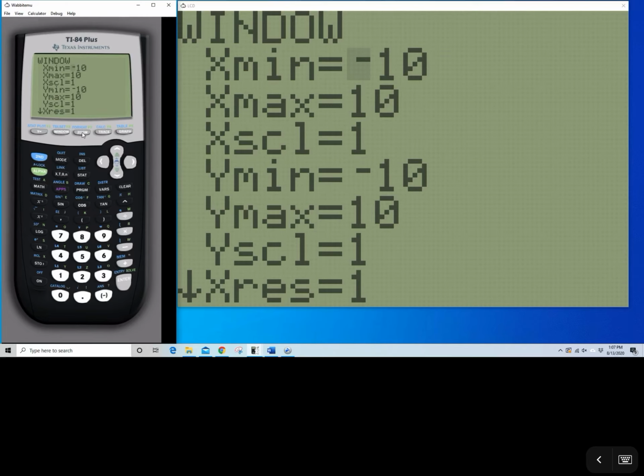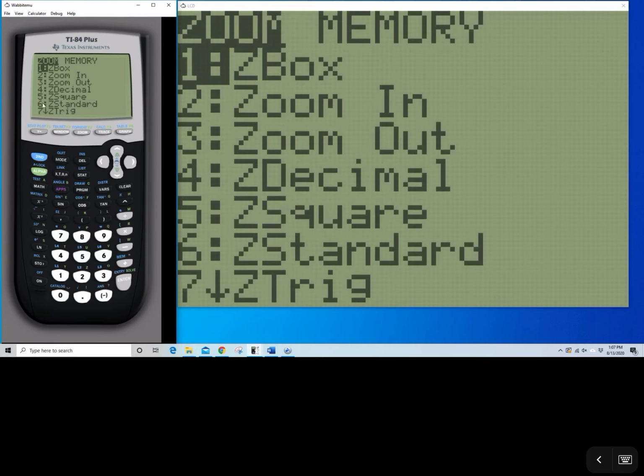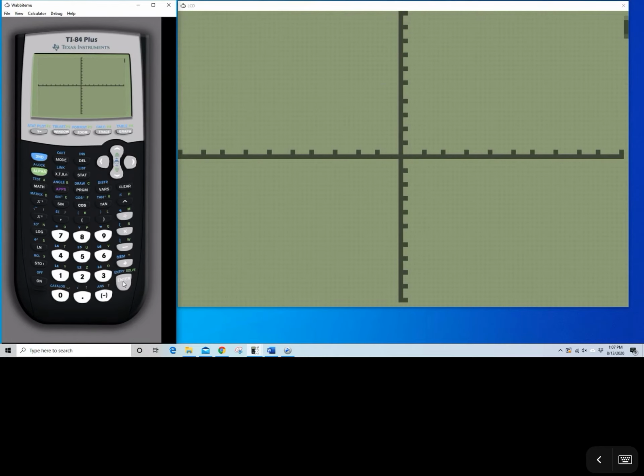I typically like to start with a -10 to +10 window. You can either go into the window button and adjust that yourself manually, or a quick way of making it -10 to +10 if it's not that is to press the zoom button and choose option 6 for ZStandard, and that will automatically graph in a -10, +10 viewing window. Keep in mind, according to our step 1, you want to graph this in a window so that you can see all the x-intercepts. The maximum number of x-intercepts that a parabola could have is 2, so this is a great window for this problem.